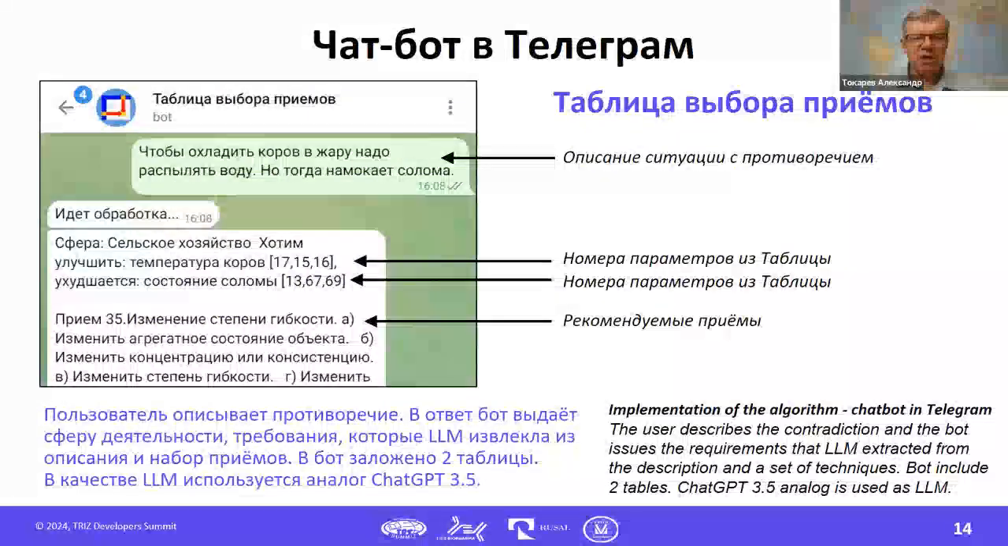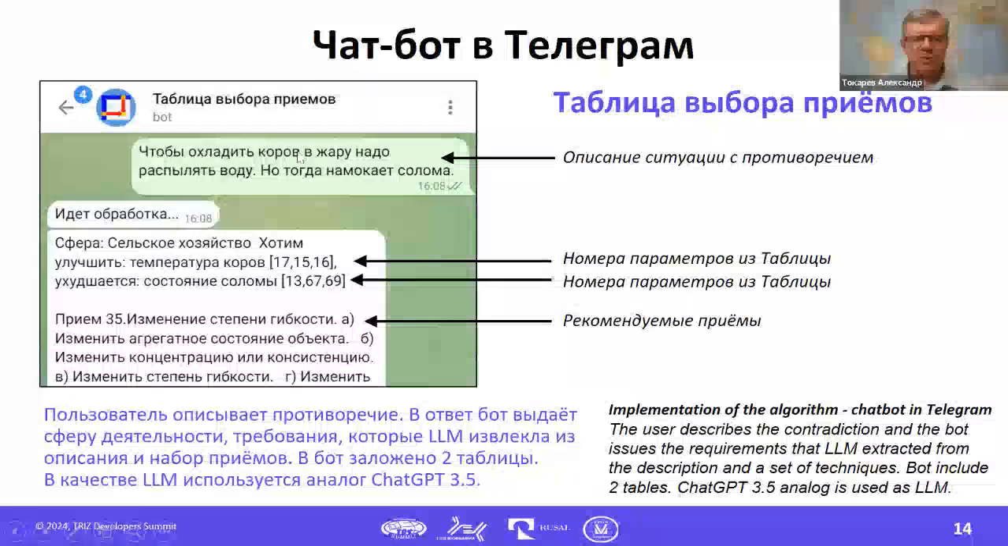On the basis of this algorithm, we created a new chat bot in Telegram. It's called "Table of Principle Selection". In this chat bot, at the very beginning, there is an instruction attached, a PDF file of 2 pages, where it is described in detail how it operates.